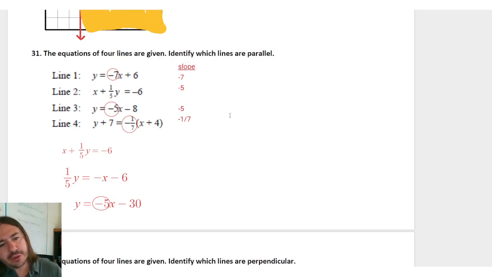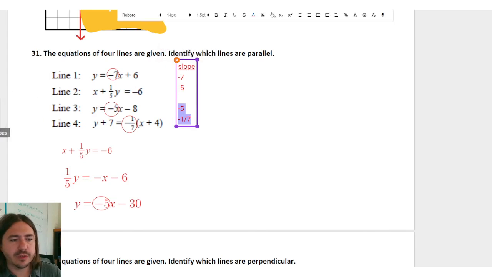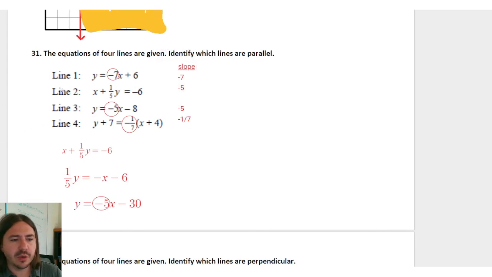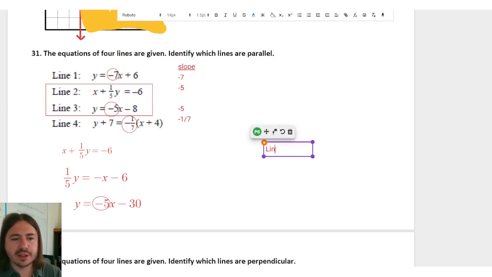So the two that we're really interested in here are going to be the two that have the same slope. So that's going to be these two equations here. So these are going to be the two lines that are parallel. So if I'm going to answer this question, I can say lines 2 and 3 are parallel because they have the same slope.